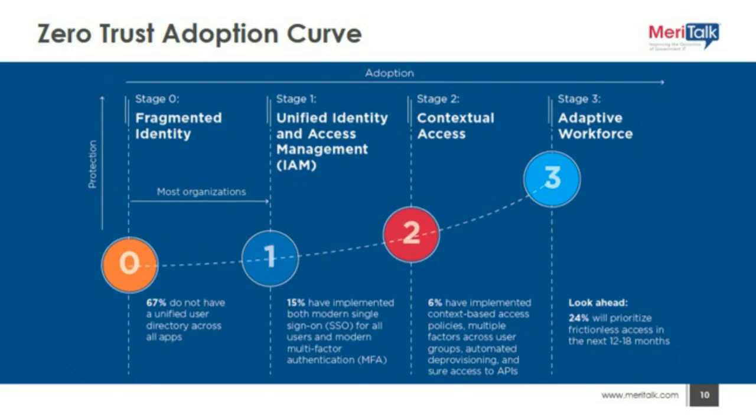Okay, so we're going to move on and talk about the zero trust adoption curve. Okta actually mapped out a maturity curve of the various identity stages of zero trust: fragmented identity, unified identity and access management, contextual access, and adaptive workforce.